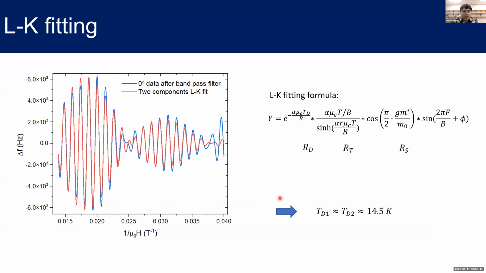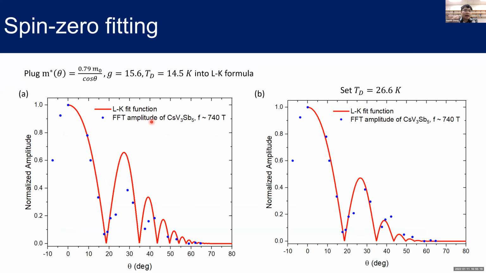Then we can finally plug the effective mass, the constant G factor, and the Dingle temperature into the LK formula to make the fitting for the angular dependence of the FFT amplitude data. So here figure A shows our fitting. The red curve is the LK fit function fitted to our data.